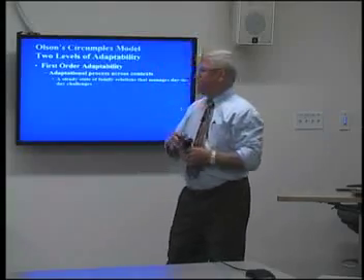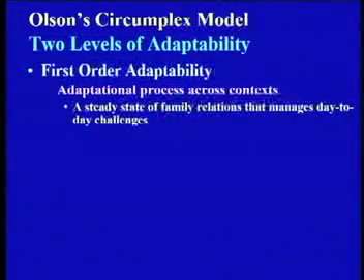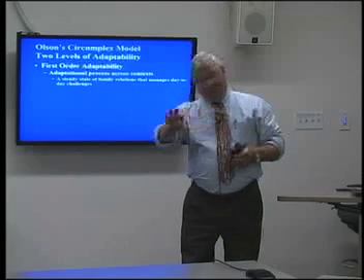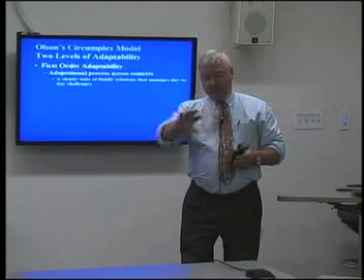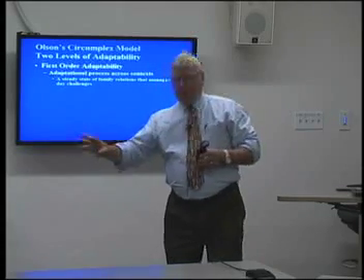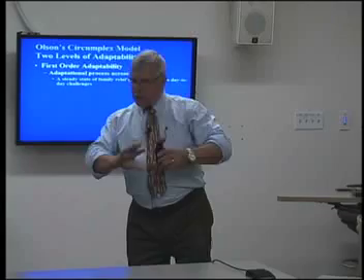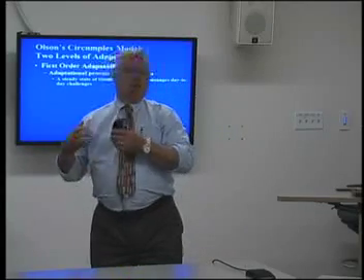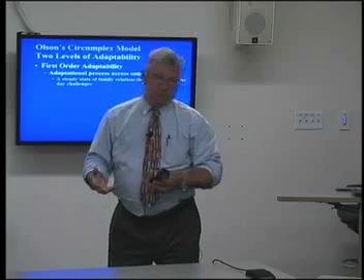And so the first level is what he calls first order adaptability, and that's an adaptational process across contexts, a steady state of family relations that manages day-to-day challenges. And so you can classify families on the cohesion and flexibility scales, and the moderates are going to be the ones that on a day-to-day basis work the best. For all those normal, everyday changes that families experience, they seem to manage them better than families that are in the extremes.